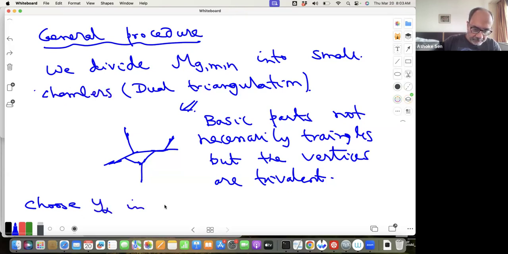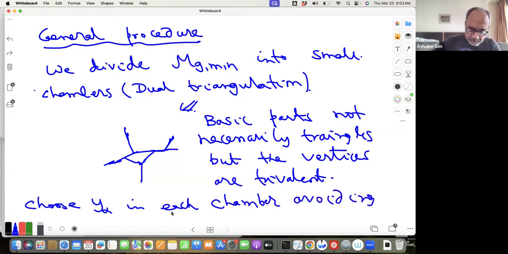Y alpha in each chamber, avoiding spurious pole. And this can always be done because, as we discussed, the spurious pole location does depend on Y alpha, the PCO location. So once you have fixed a small chamber, you can just take the PCO locations such that inside that chamber, there is no spurious pole.